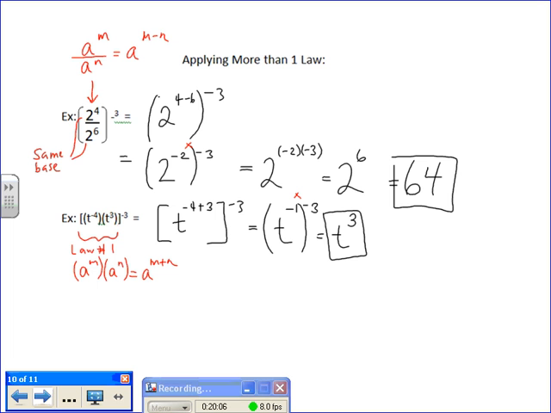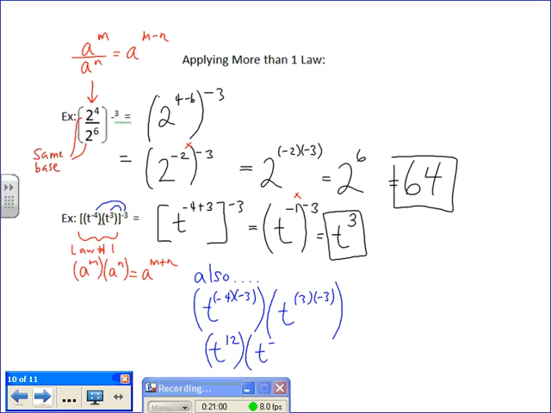I just want to show you for a moment that you don't have to solve it from the inside out. We could have looked at this question and said, well, I see that inside my brackets, I have more than one factor here. So you could have started by applying that outside exponent, the negative 3, to everything inside the brackets. So we could have also said this is going to be t to the negative 4 times negative 3, multiplied by t to the 3 times negative 3. So we could have started with the outside exponent, and we would have gotten, well, negative 4 times negative 3 is positive 12. So we would have got t exponent 12 times t to the negative 9.